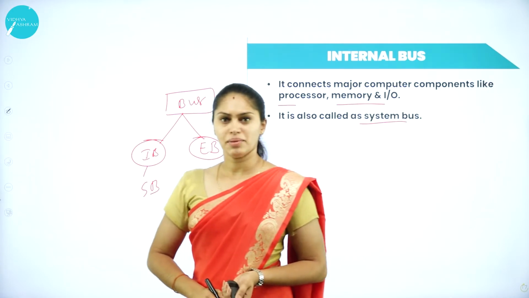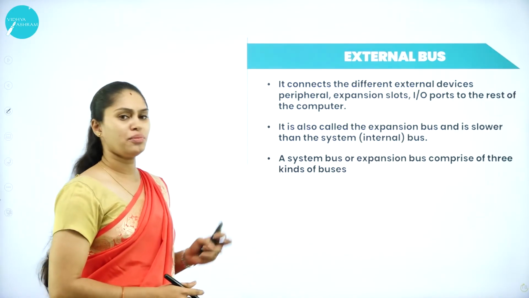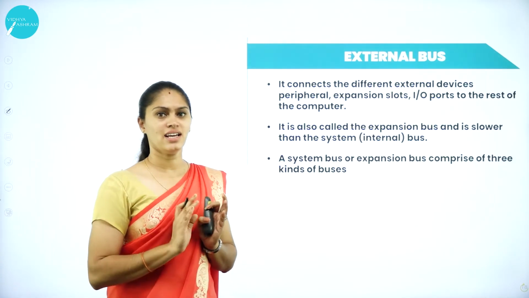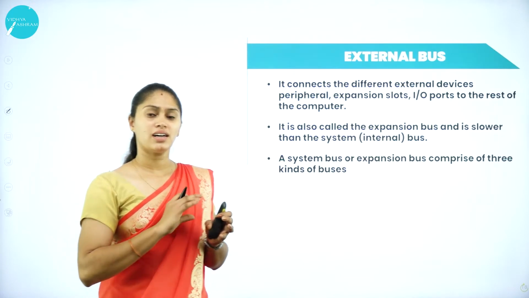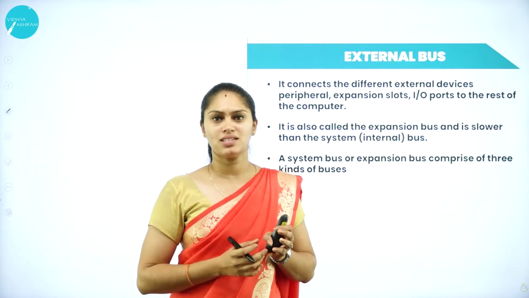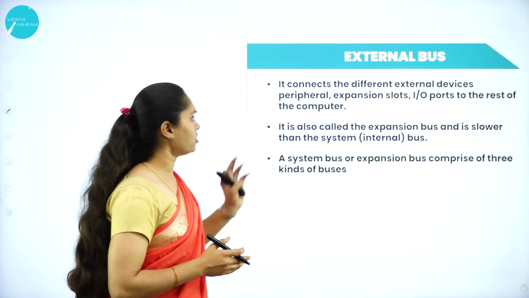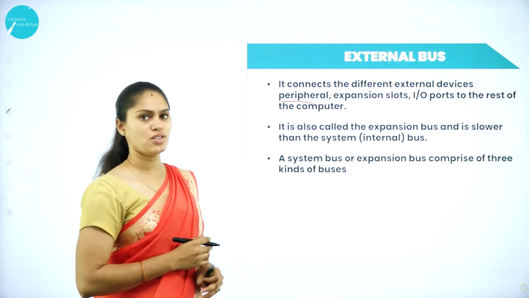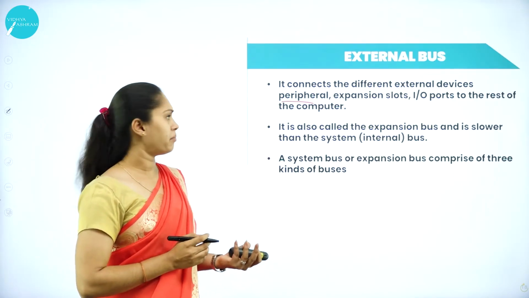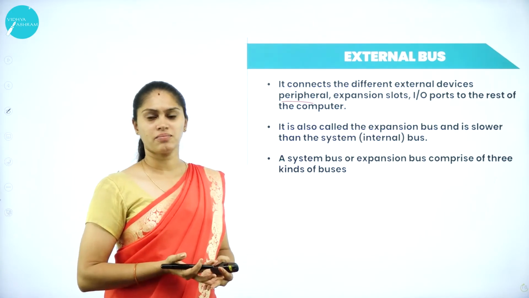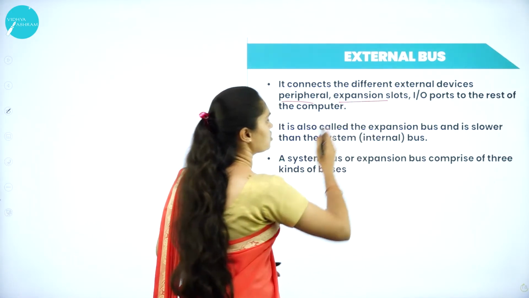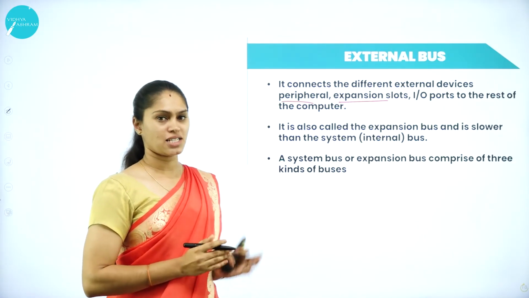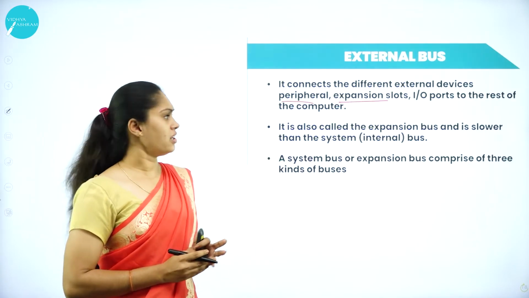Okay, so let me get into the external bus. What do we mean by external bus? The working of the bus remains the same in both internal and external, but the component connected to the computer system varies. So the external bus connects external devices. It may include peripherals, that is input, output and memory, along with expansion slots. Expansion slots are mainly used to improve the efficiency of a computer, so we require expansion slots and I/O ports on the computer.